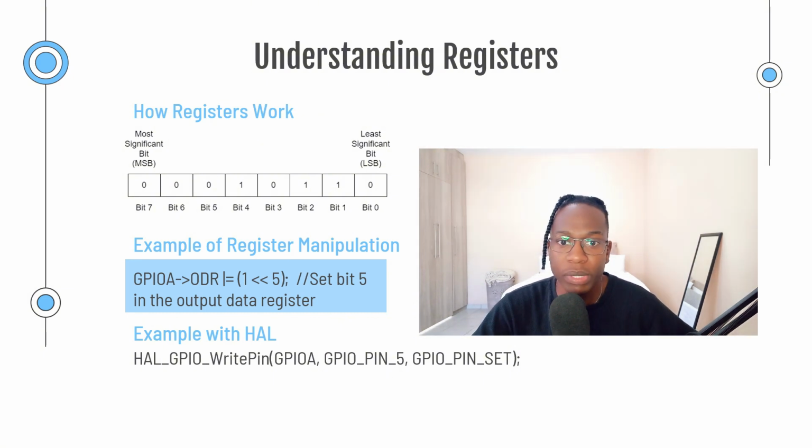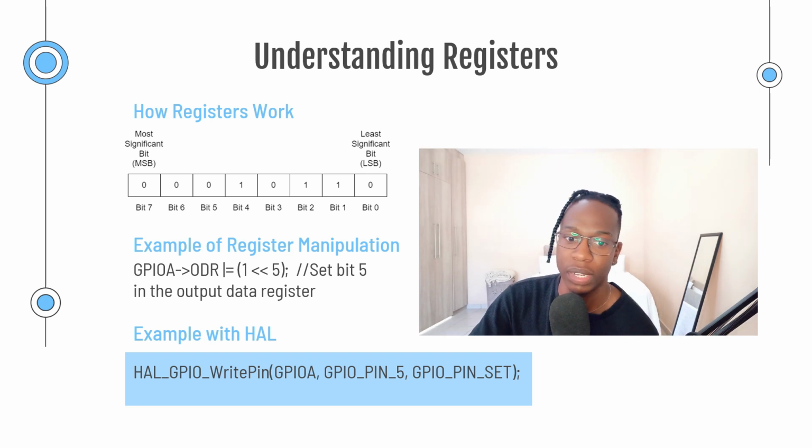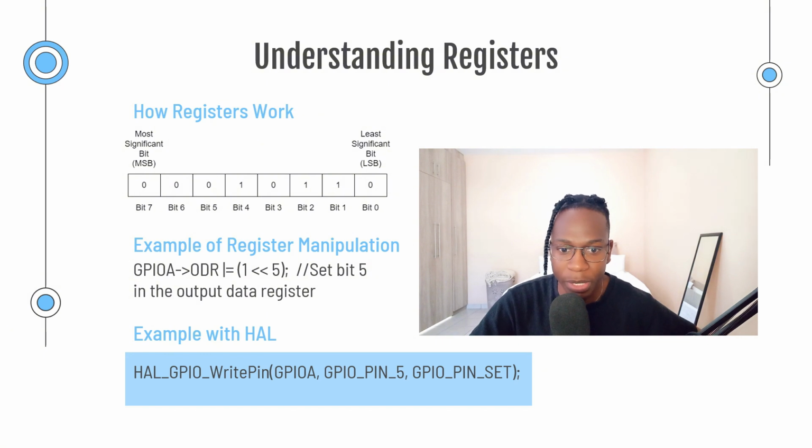Using HAL, the equivalent code from the previous slide would be shown as highlighted in this code. This function is much more descriptive. It abstracts away the complexity of directly manipulating the registers. As a beginner, this makes your code easier to write and understand. As we progress through this video, I will explain to you what exactly is happening in this code that I've written on this slide so that you can understand what each and every single line of code is doing in your code as you use these HAL libraries.